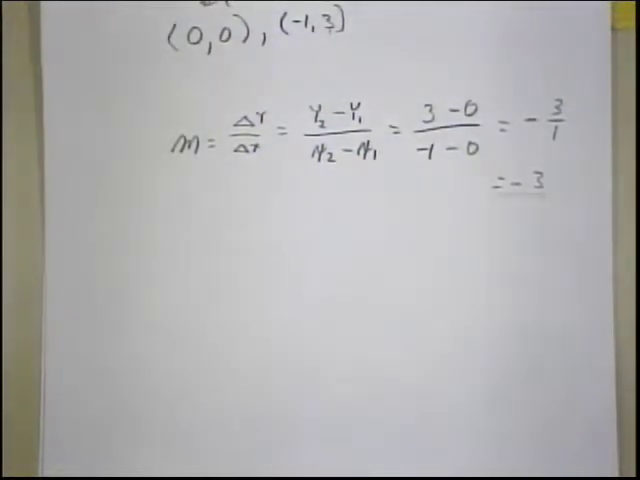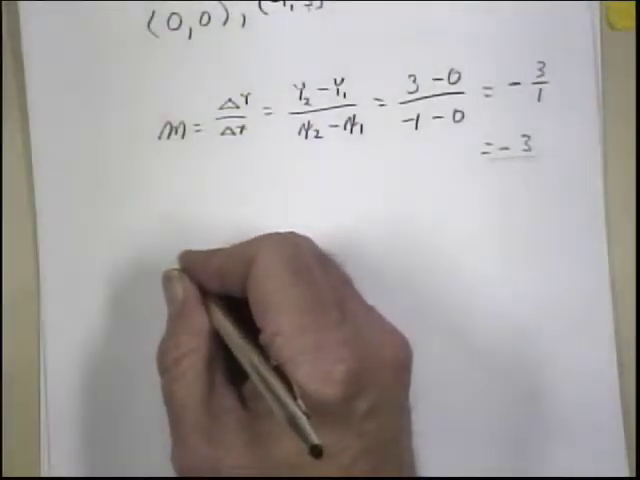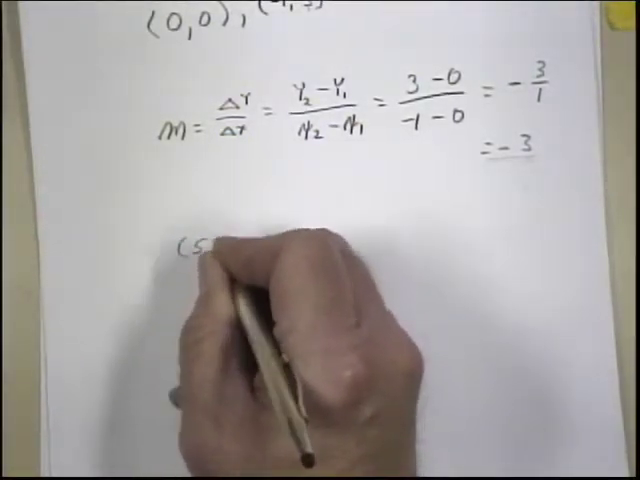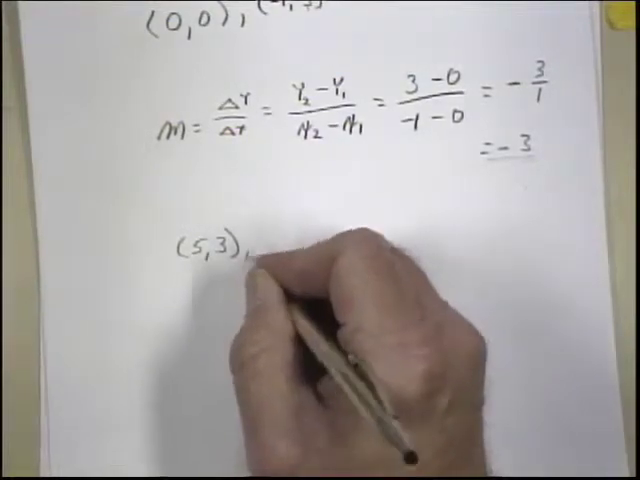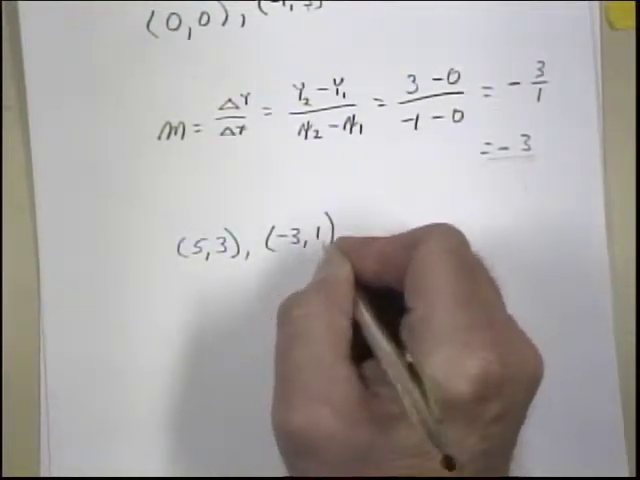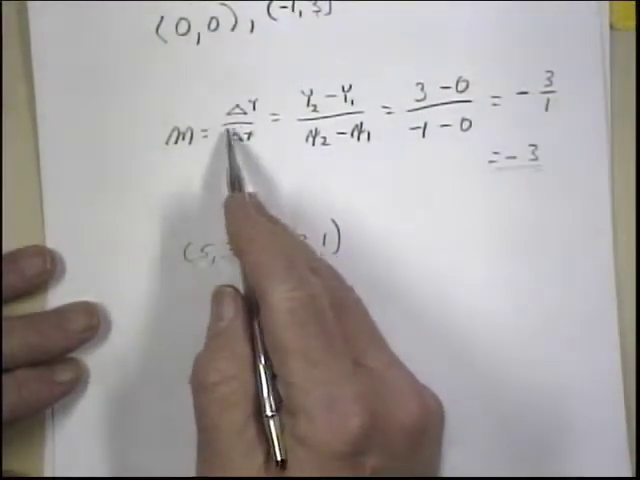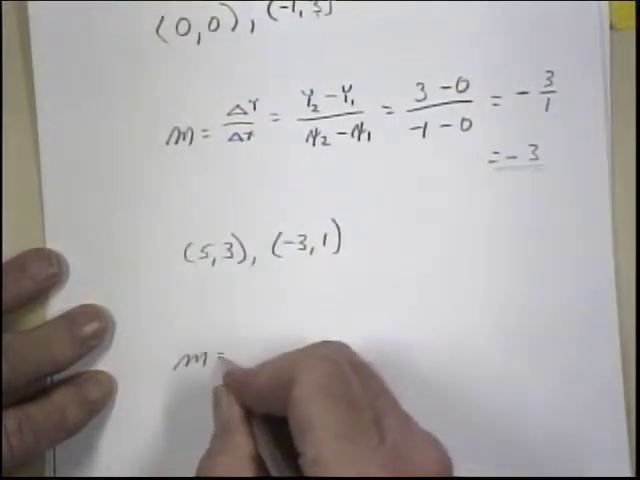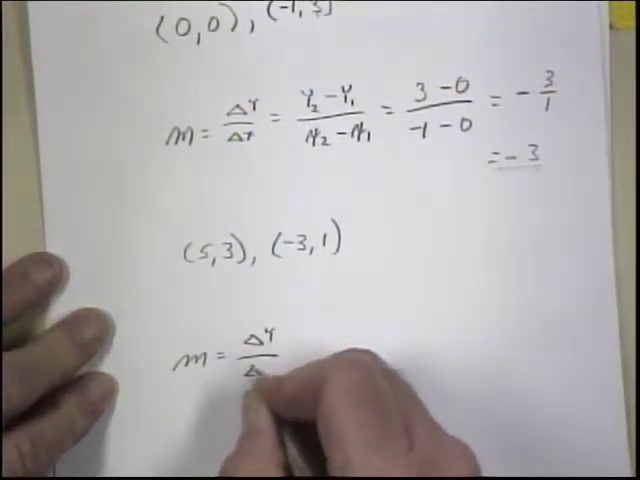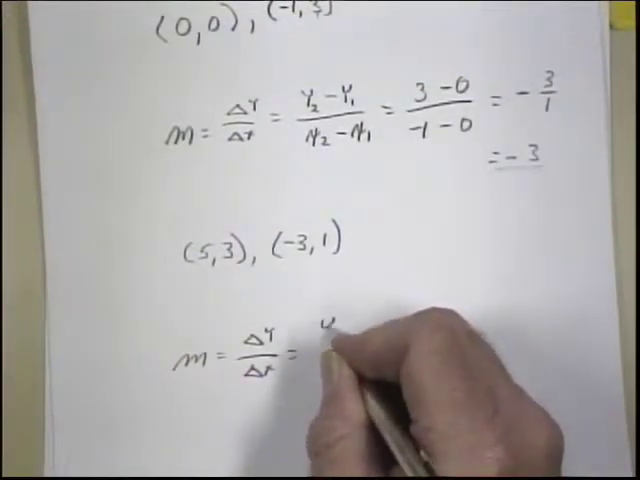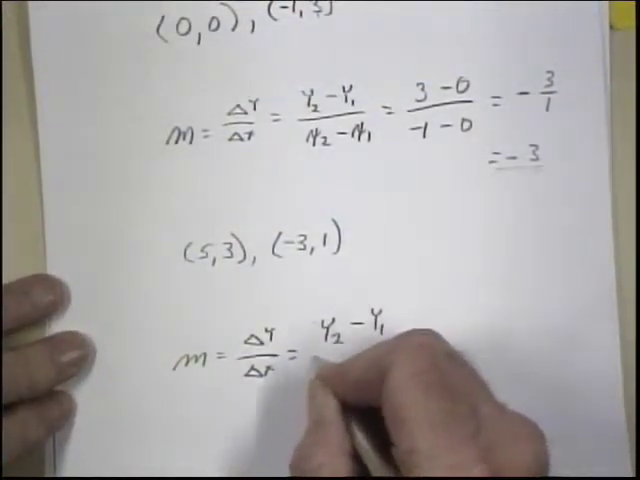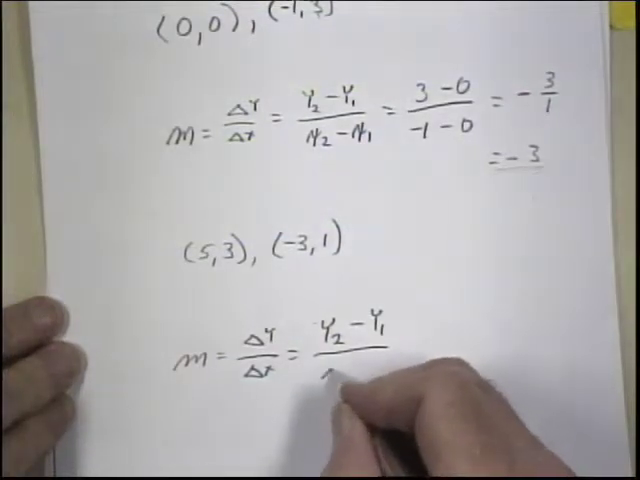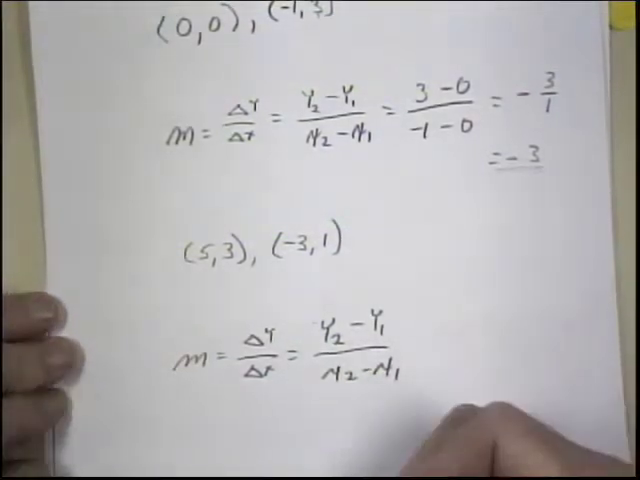All right, let's look at a couple more of these here. How about point 5, 3 and minus 3, 1. Again, the slope is the change in y divided by the change in x, which is going to be y2 minus y1 divided by x2 minus x1.